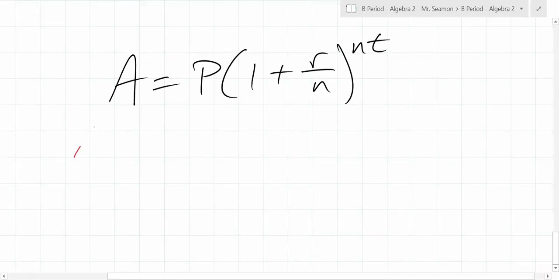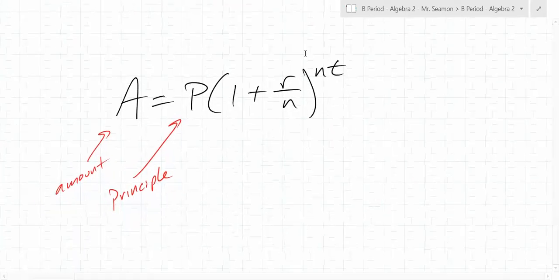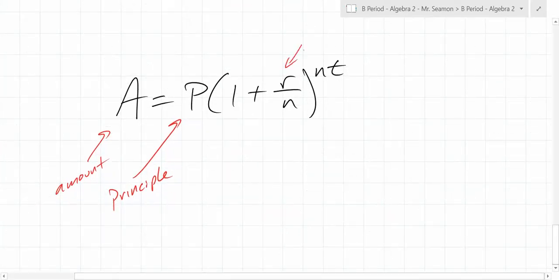What do you think A stands for? Account. Actually, it stands for amount. Correct. It's principal. That's very good. So it's amount, and this is principal, which is the starting amount in the account. What do you think R is? It is the rate. It's the interest rate in decimal.